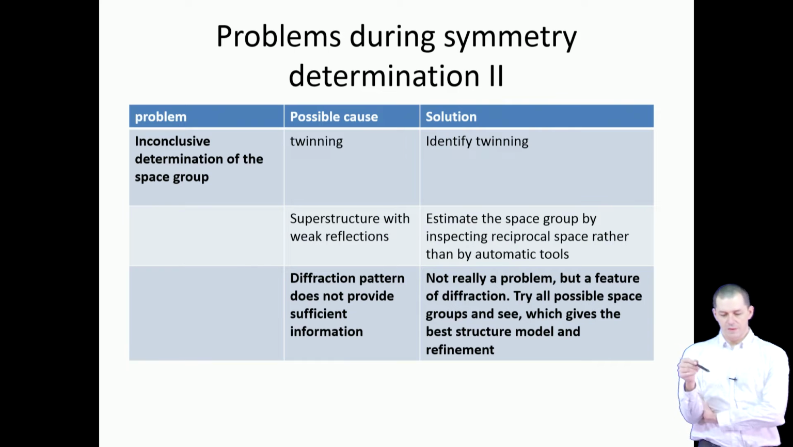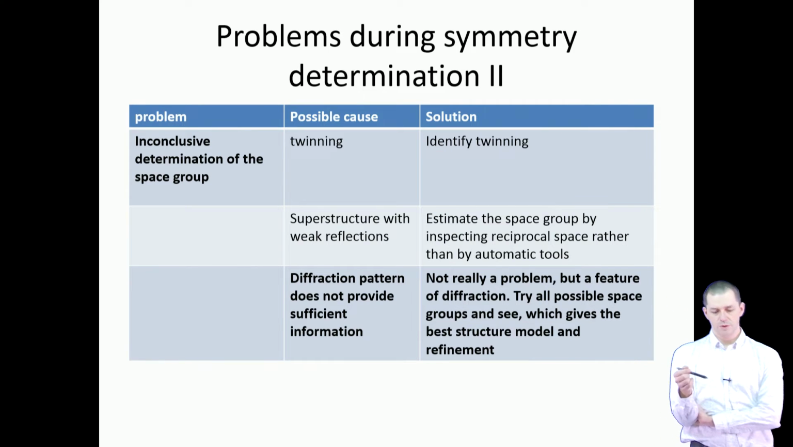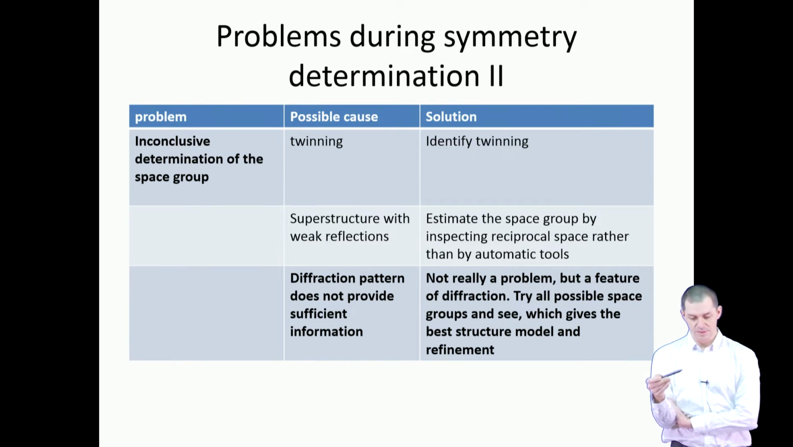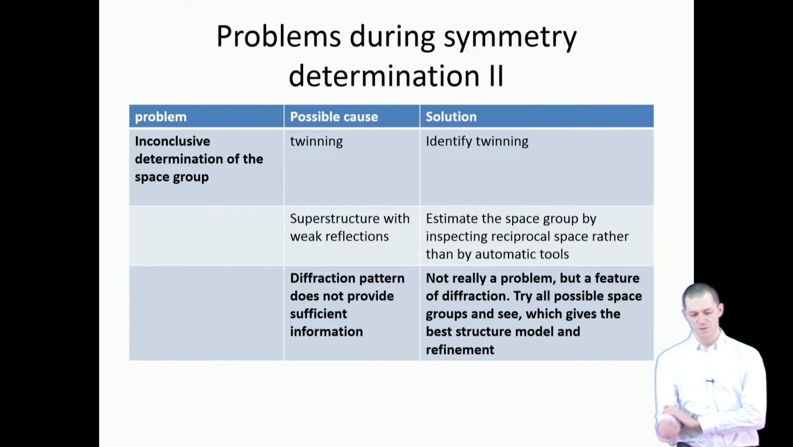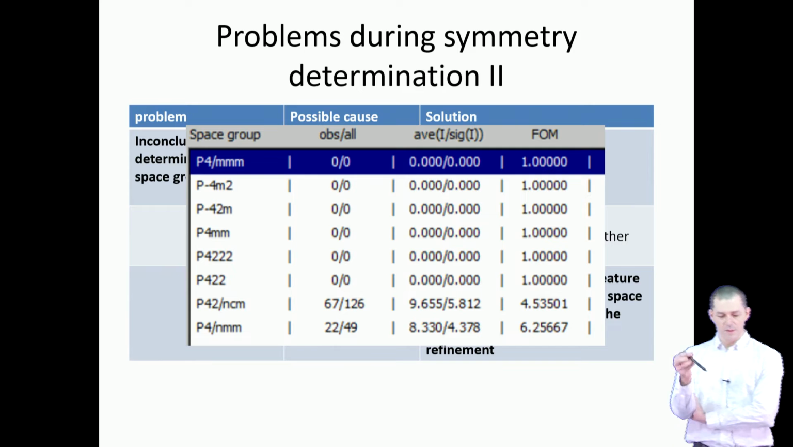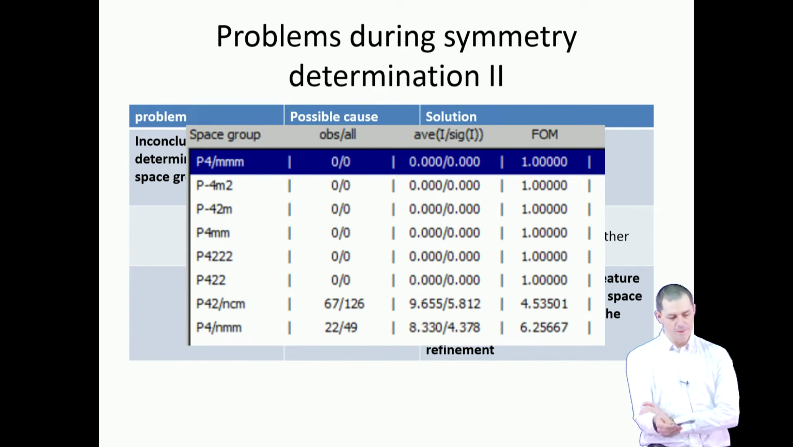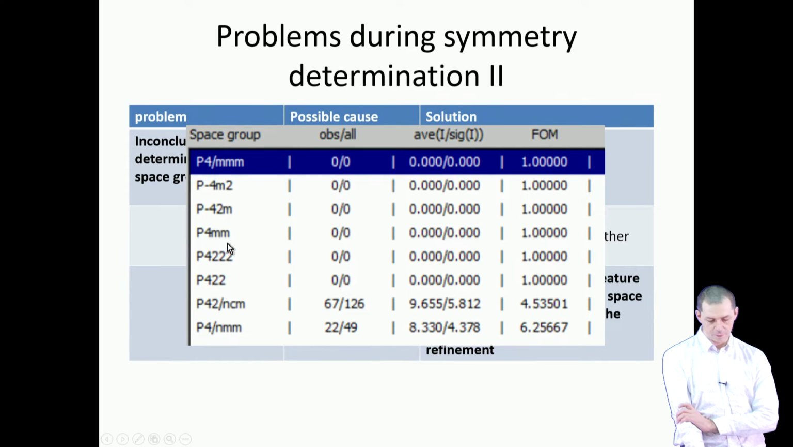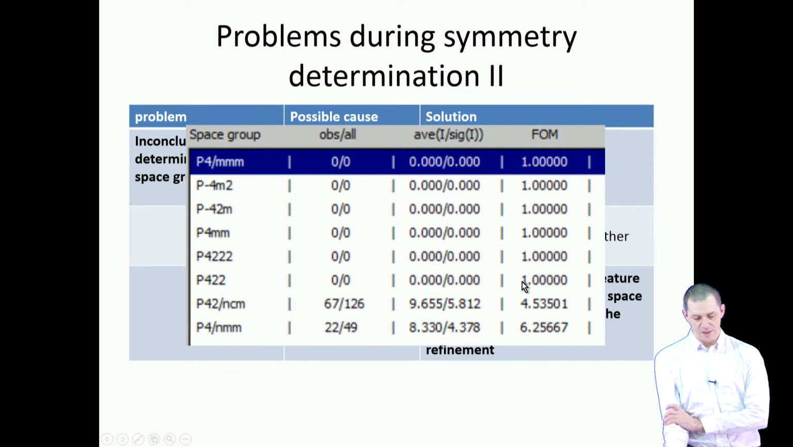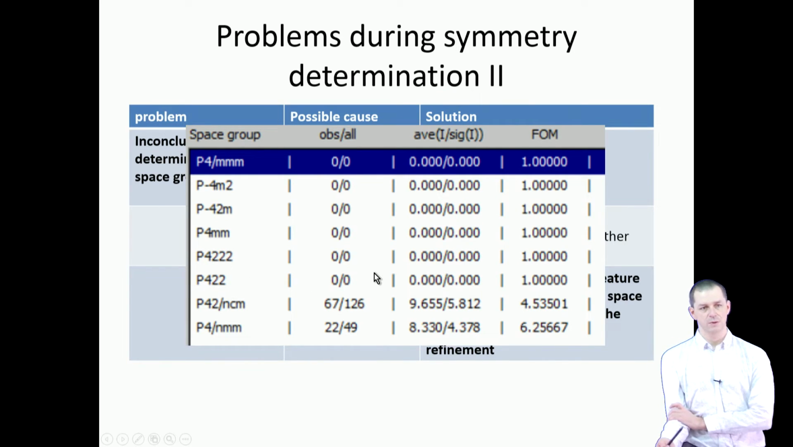It may happen that the diffraction pattern does not provide sufficient information for the determination of the space group. This is actually not a problem, that's a feature. The diffraction does not always give you a unique answer. The systematic absences together with the Laue class are not enough to tell you unambiguously what the space group is. This is an example of a real structure. You get a list of possible space groups, and you see that there are 1, 2, 3, 4, 5, 6 space groups that give no systematic absences at all.